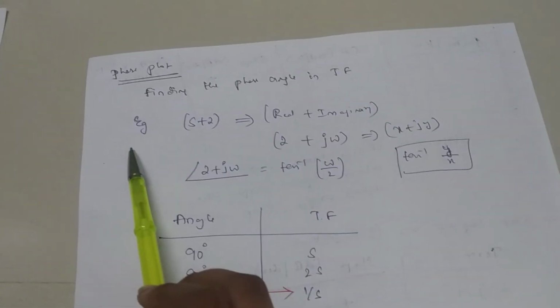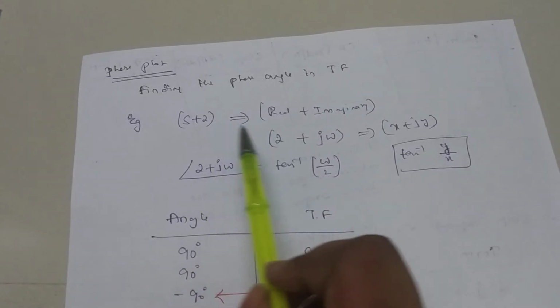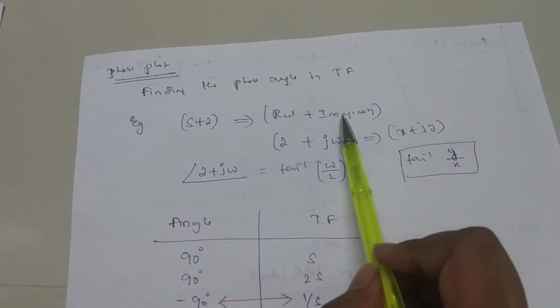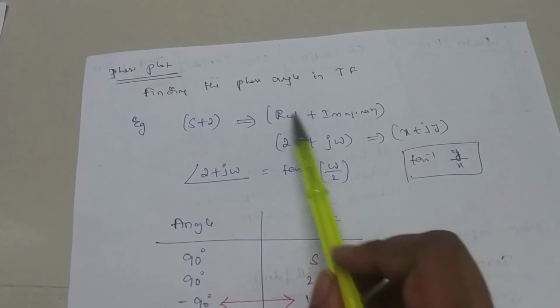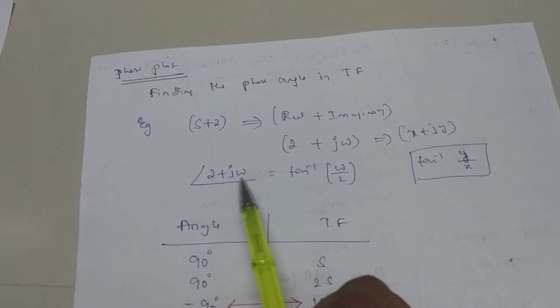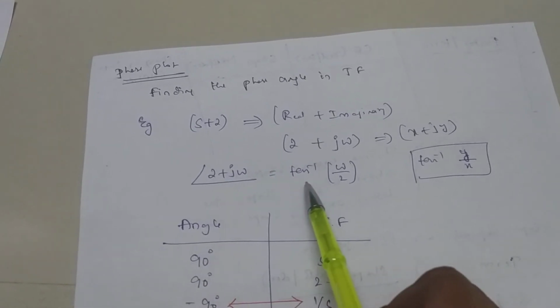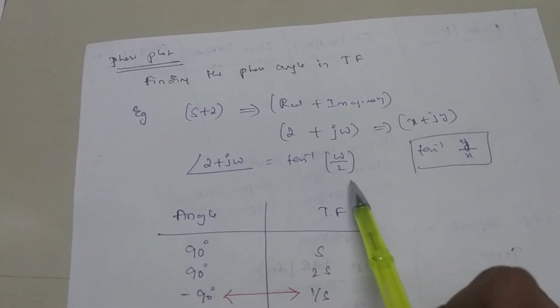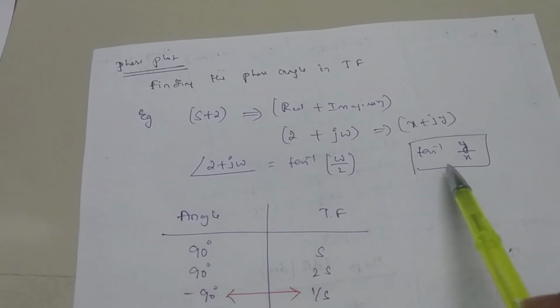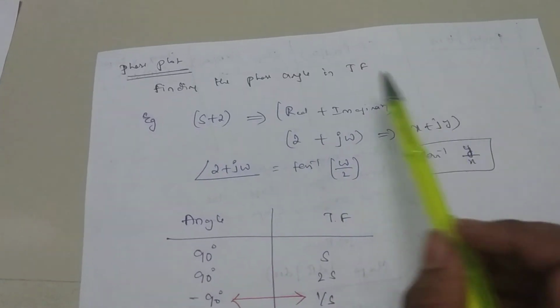So here we have taken an example as s plus 2. In s plus 2, we replace s by j omega. J omega is the imaginary part, 2 is the real part. For this, the phase angle, the angle of 2 plus j omega, equals tan inverse of omega by 2. This is how we find a phase angle.